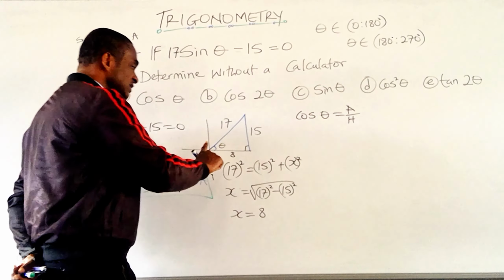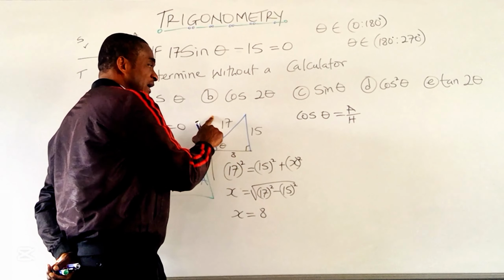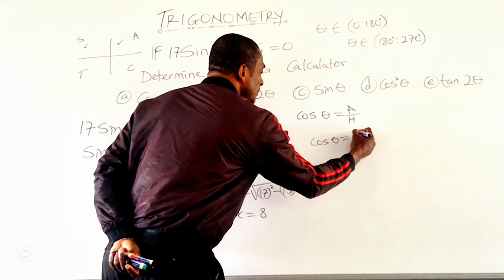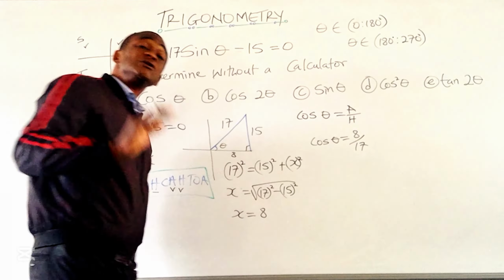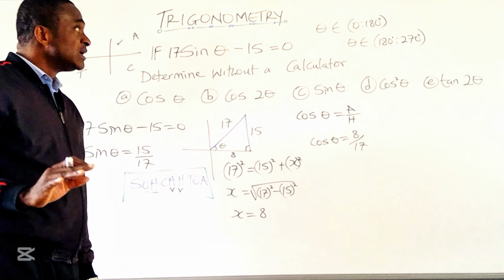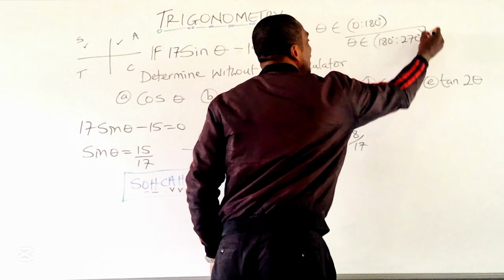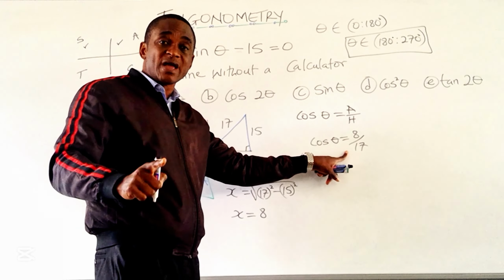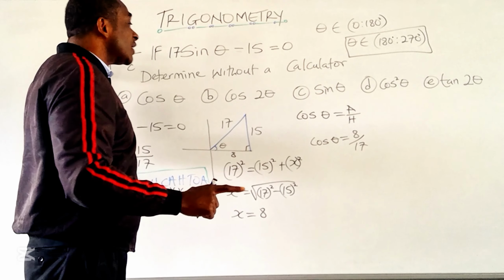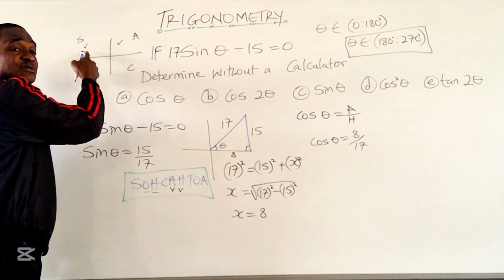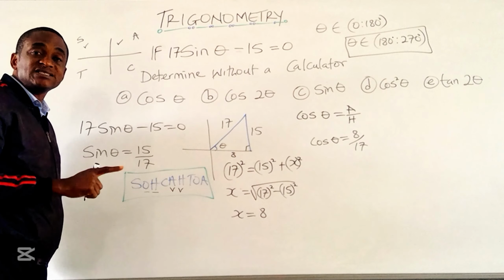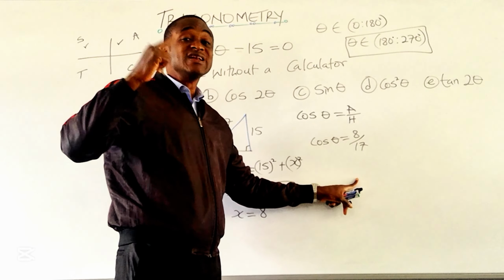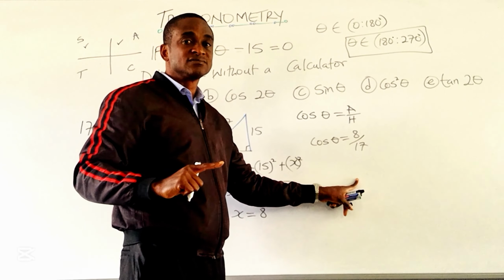So from this, our adjacent is 8 and our hypotenuse is 17. So cos of theta will be 8 over 17. We should also be extremely careful here. Let's say we were given this range of values. Cos of theta will be 8 over 17, but depending on where the sketch is. If the sketch is in the second quadrant, you should understand that cos is actually negative in the second quadrant. So we will not just have 8 over 17, we will have negative 8 over 17.